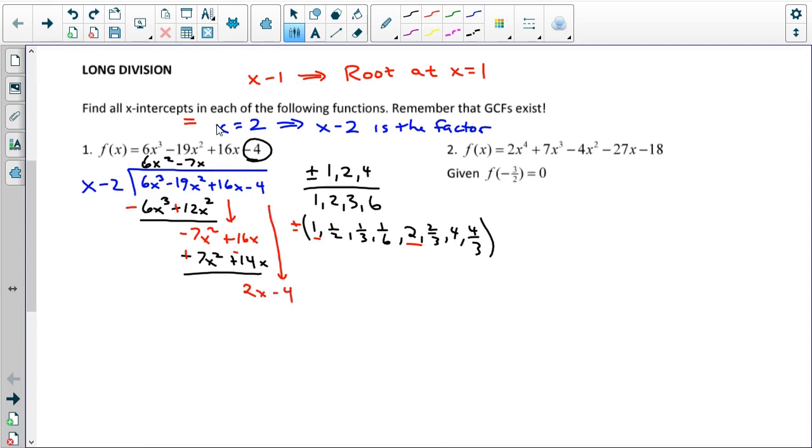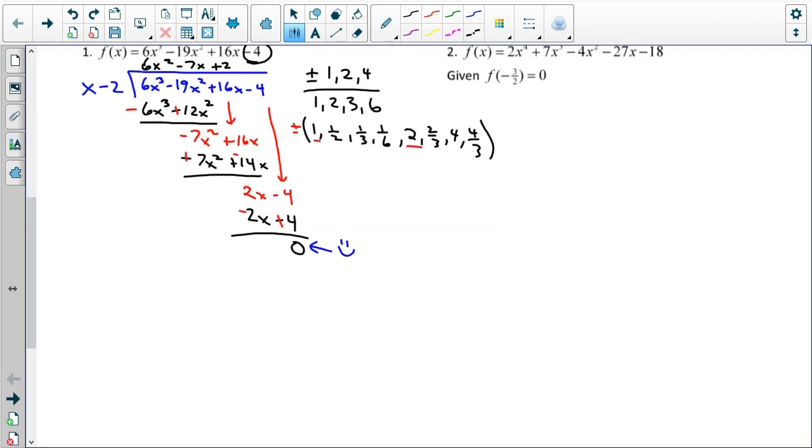The number that multiplies by x to give me 2x is 2. So 2 times x gives me 2x. 2 times negative 2 gives me negative 4. If I subtract this, which means changing the signs and adding, I get 0. Notice that 0 being a remainder is a good thing. That means that x minus 2 is a factor.